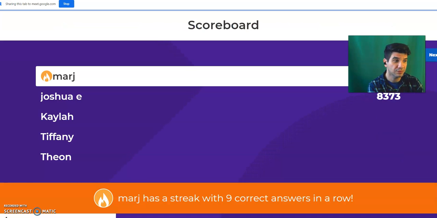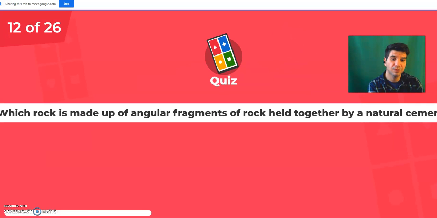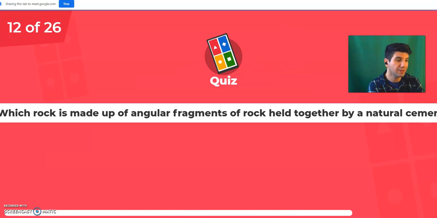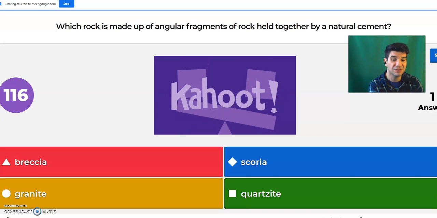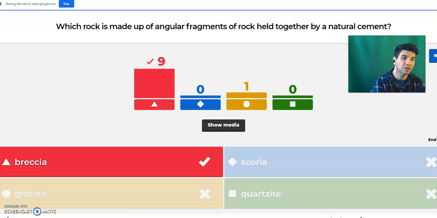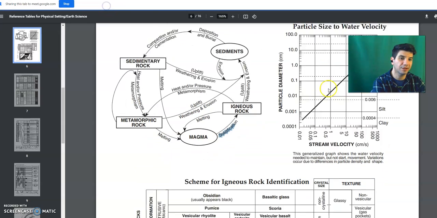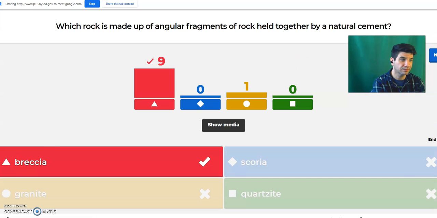Next up, which rock is made up from angular fragments held together by a natural cement? ESRT page 7. Yeah, we're going to go with the only sedimentary rock on here, which is breccia. But if you go to ESRT page 7, you'll find that breccia contains angular fragments. All right. We passed our time for today, so one more.